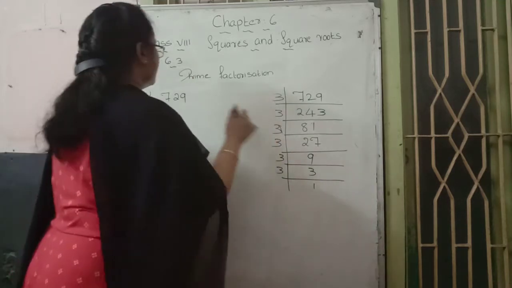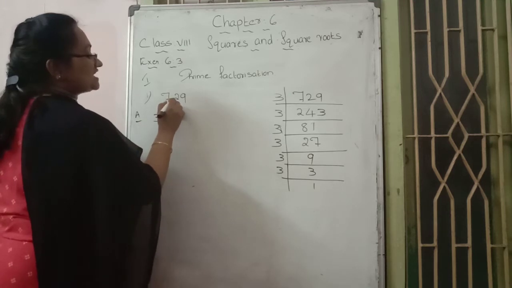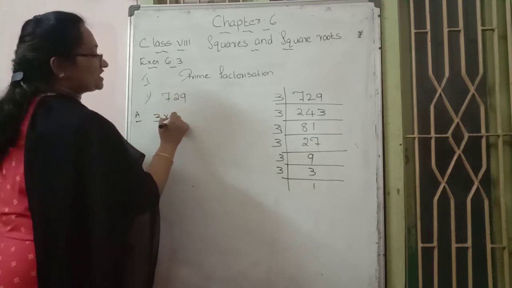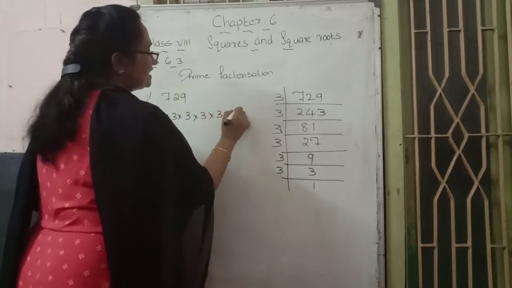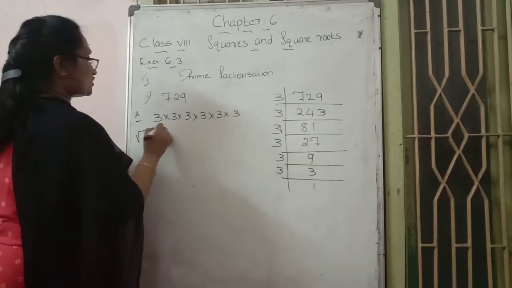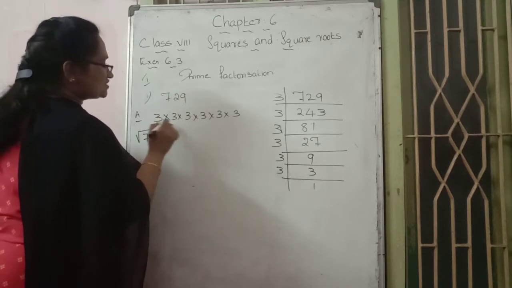So division we do. Then factors, right? What are the factors of 729? 3 into 3 into 3 into 3 into 3 into 3. Then find out the square root of 729. That is our question. Pair the numbers, each pair.